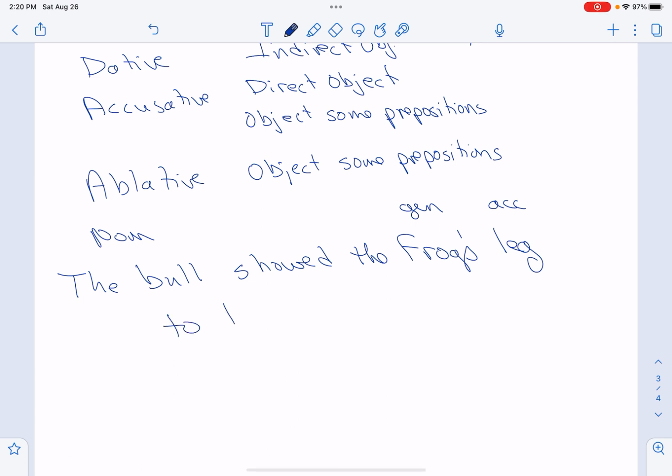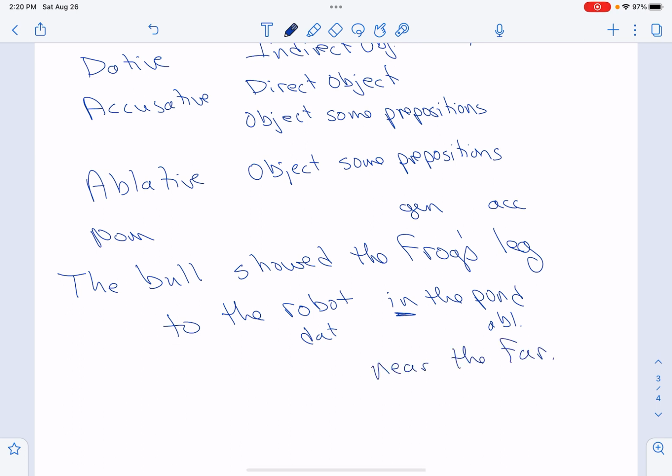To the robot. So this would be in the dative because it's the indirect object. And then in the pond, in is a preposition that takes the ablative most of the time, so that would be in the ablative. And then near the farm. And near is a preposition that takes the accusative, so that would be in the accusative case.